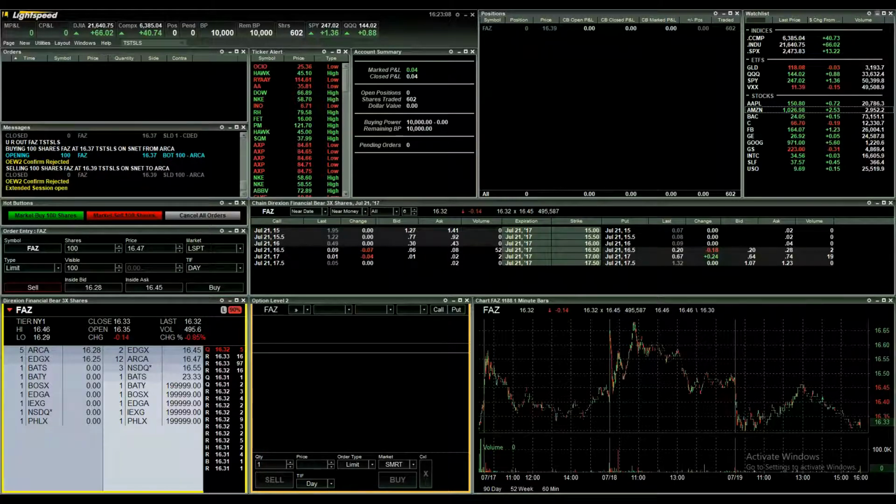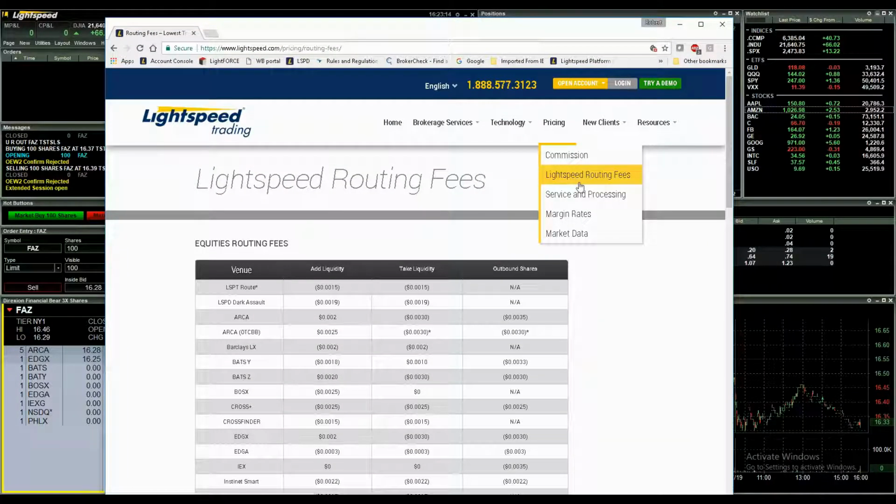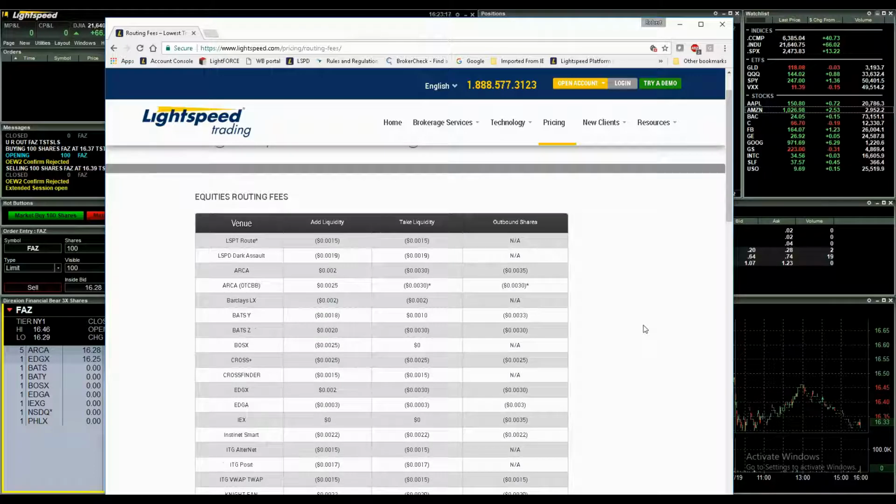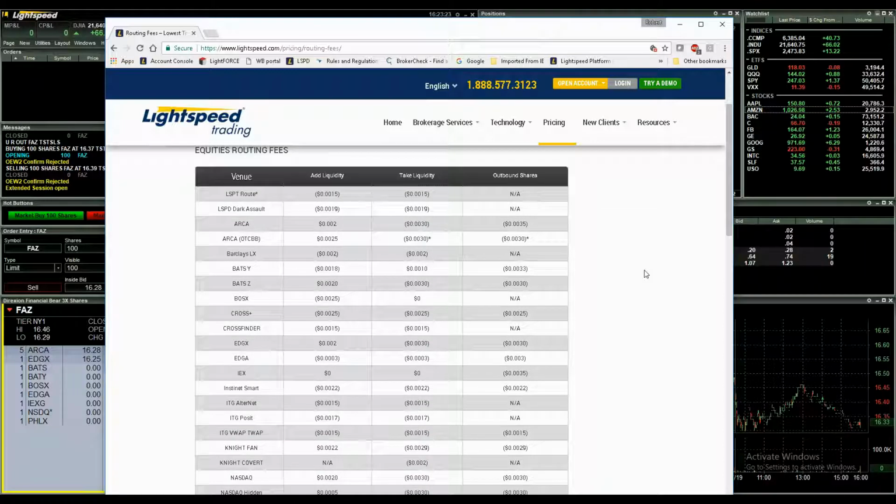You can see them on the Lightspeed website. If you go into the pricing tab and the Lightspeed routing fees, you can see the breakdown of the various routing destinations that we offer and the schedule for fees. So the Lightspeed route, LSPT, is the lowest cost route that we offer for taking liquidity. It's 0.0015 per share, so it's $1.50 per 1,000 shares. You can see, however, the add liquidity is in parentheses, so that route does not provide any liquidity rebates. This is purely a take liquidity route.